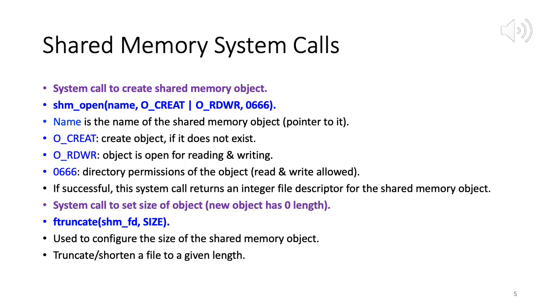So that is one system call. The other is ftruncate. This is used to configure the size of the shared memory object.